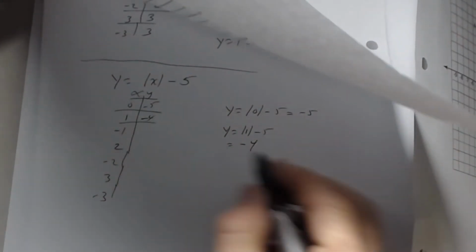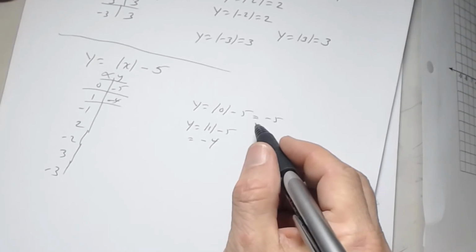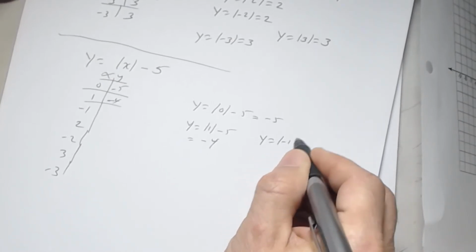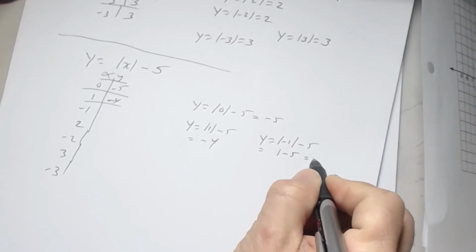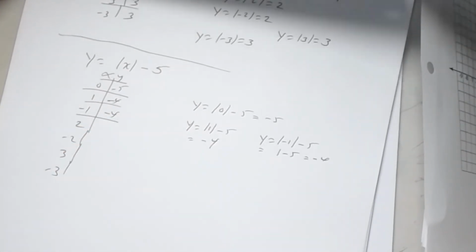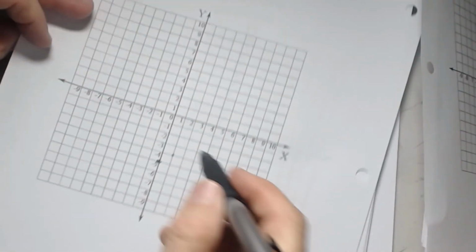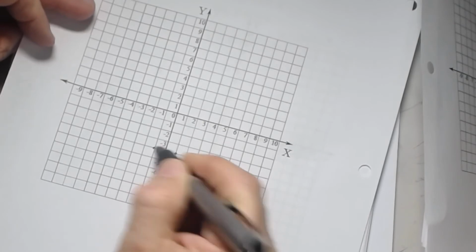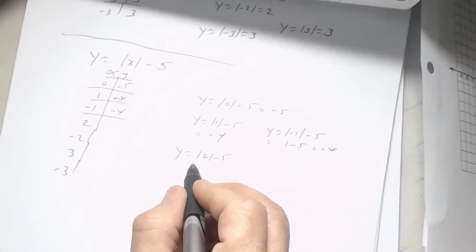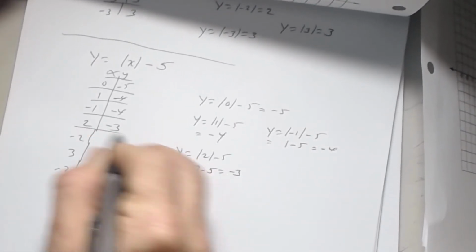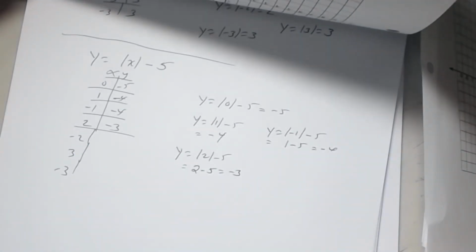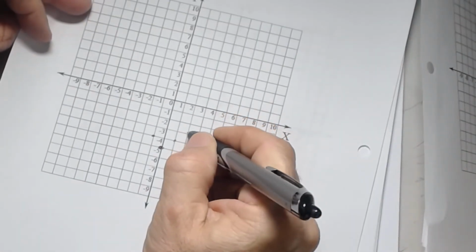All right. Then the next one, when x is negative 1, I get y equals the absolute value of negative 1, subtract 5. What's the absolute value of negative 1? And what's 1 subtract 5? Negative 4. So I plot the point negative 1, negative 4. The idea of symmetry. If x is 2, I get y equals absolute value of 2 subtract 5. What's the absolute value of 2? And what's 2 subtract 5? Negative 3. So 2, negative 3.